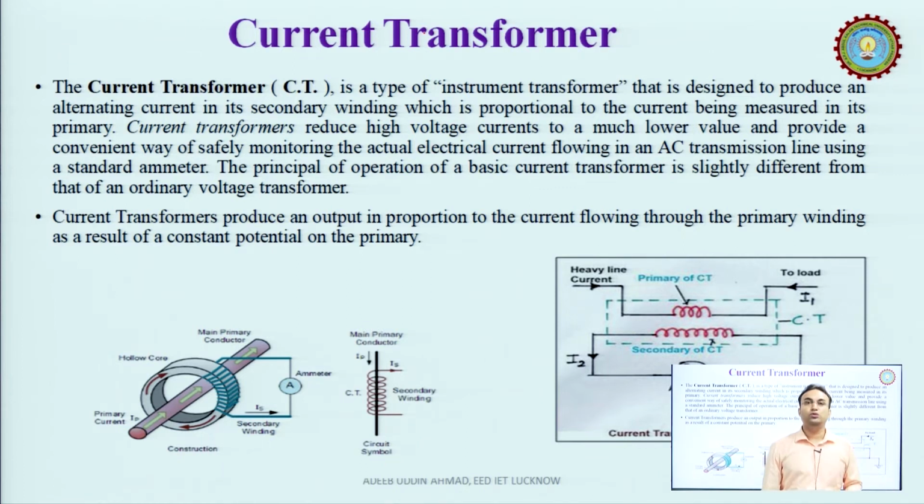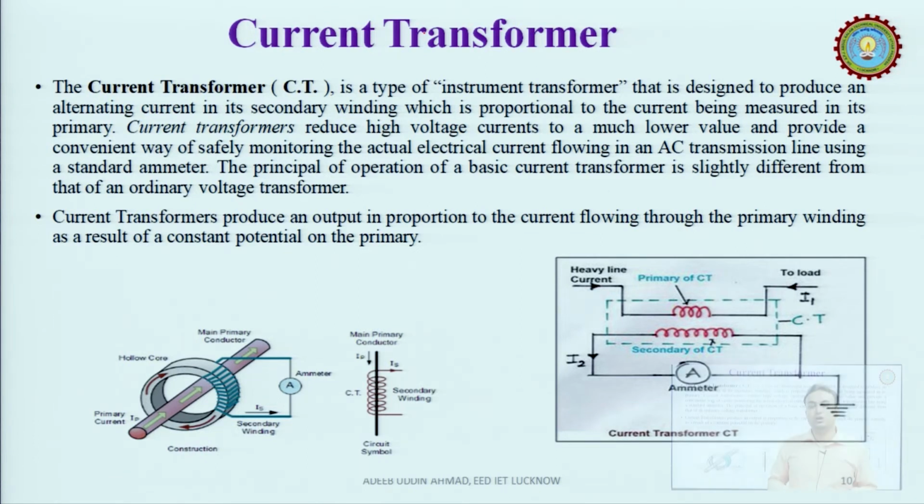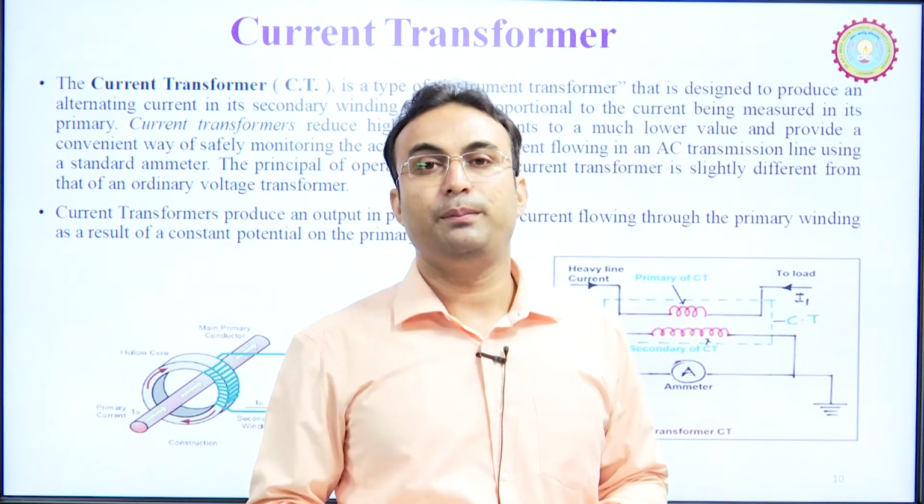Now, we are going to move to our second topic, that is the current transformer. The current transformer is basically a type of instrument transformer that is designed to produce an alternating current in the secondary winding, which is proportional to the current being measured in its primary. If you compare the current transformer with the normal transformer, the normal transformer does not have this property that the secondary current is proportional to the primary current. We have some different characteristics. But in the current transformer, the secondary current is directly proportional to the primary current.